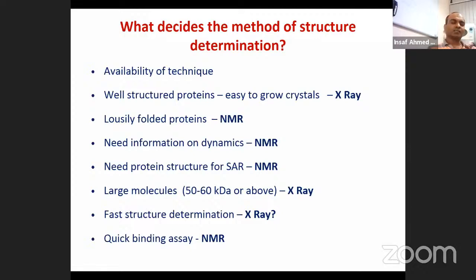So for fast structure determination, people generally consider X-ray, but it depends completely on your crystal. If you get a crystal, you can determine the X-ray structure. But if you don't get a crystal, it may take years. Like the example I just gave, Venki Ramakrishnan took 10 years to determine the ribosome structure. So you cannot say this is a fast way. It depends completely on the protein.